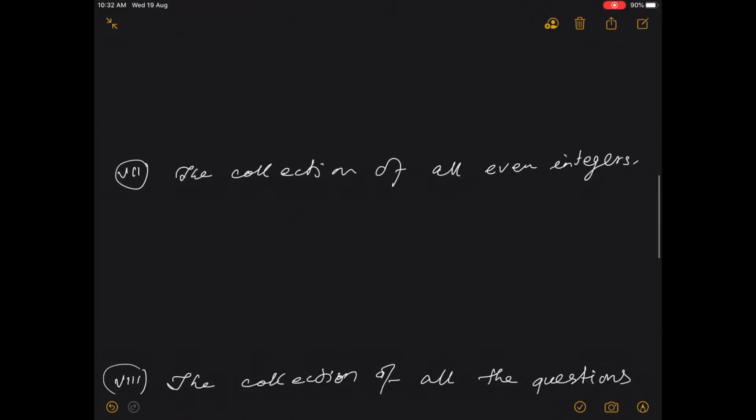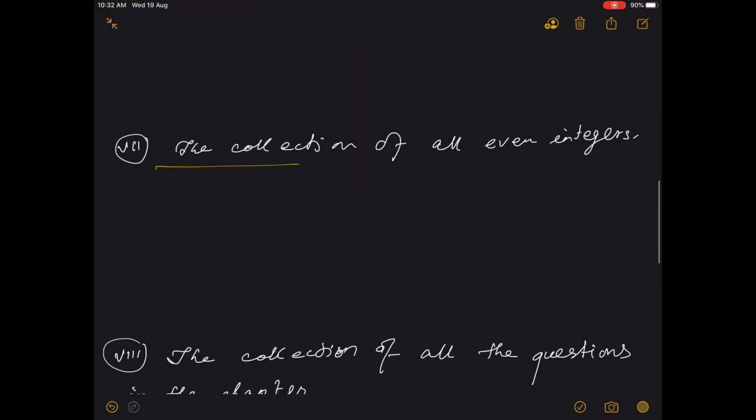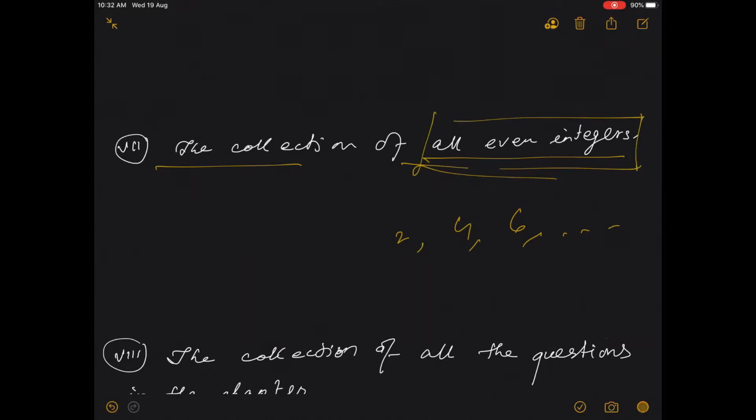So now let's move on to the next collection, the collection of all even integers. We can easily identify the even integers 2, 4, 6, and so on. Similarly, here we also get the negative even integers. So this collection is also well defined. Though it is infinite and not limited, we can easily recognize which type of elements will be contained in this collection.